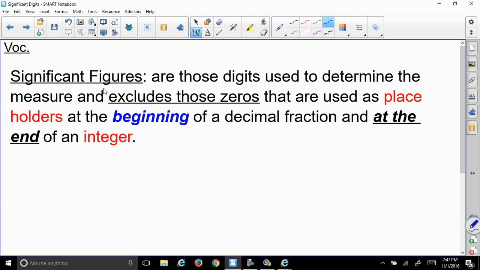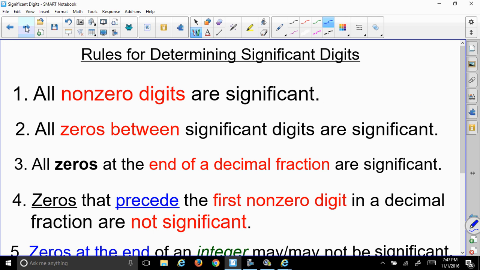Significant figures are those digits used to determine the measure and excludes those zeros that are used as placeholders at the beginning of a decimal fraction and at the end of an integer. So let's get some rules for determining those significant figure digits.